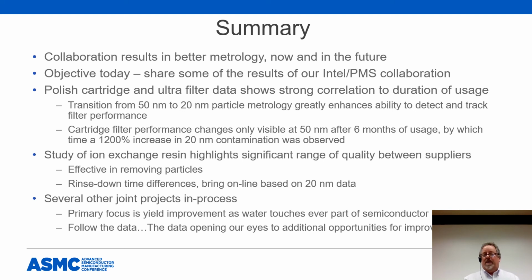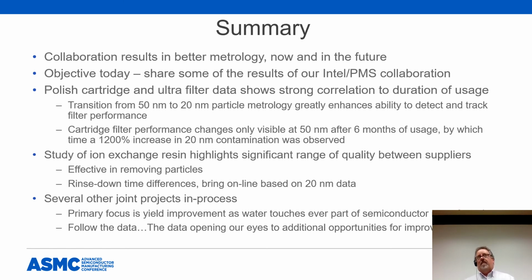And we had a chance to go through some really interesting data. We went through the filter data first, looking at the cartridge and ultrafilter data, showing that strong correlation between duration of usage and particle filtration efficiency. This is particularly true with the cartridge filters. And by transitioning from 50 nanometer to 20 nanometer particle metrology, it makes it a lot easier to detect and track those changes in filter performance.